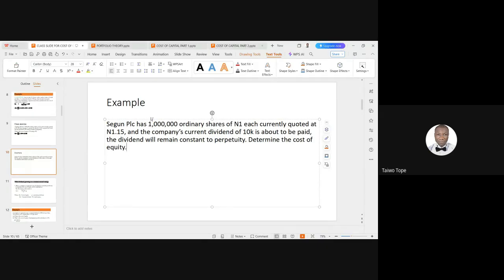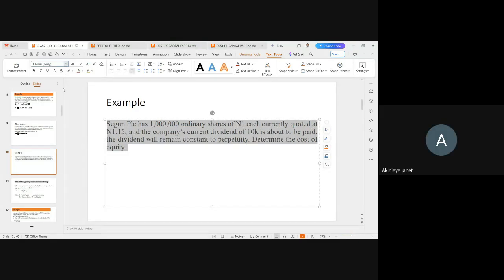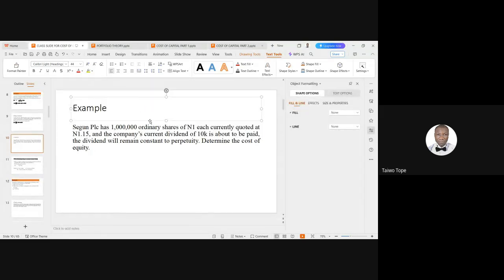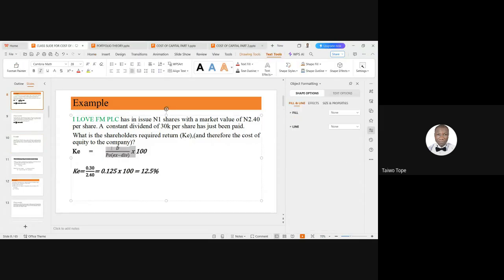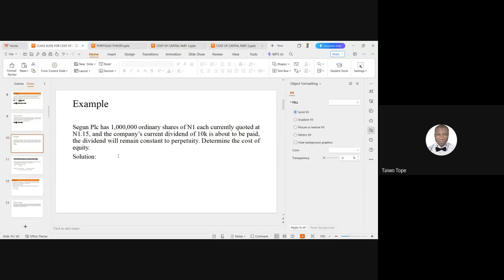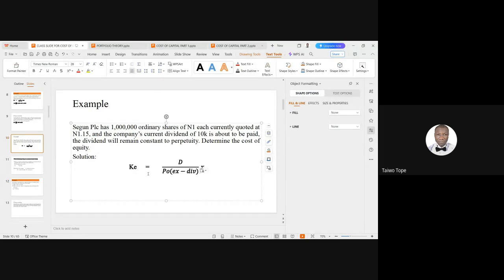Now, based on the earlier explanation, in this case the dividend is yet to be paid. What will happen here? We make it ex div. I will determine ex div by subtracting the dividend from the market price. Very good. So you have it this way. Solution. The formula is this.